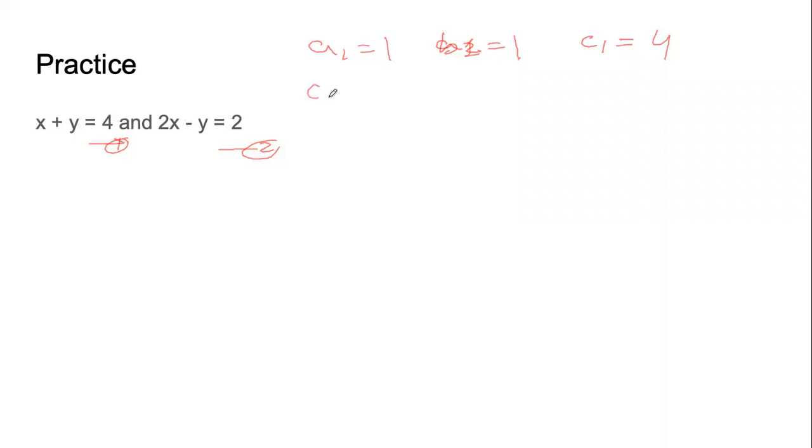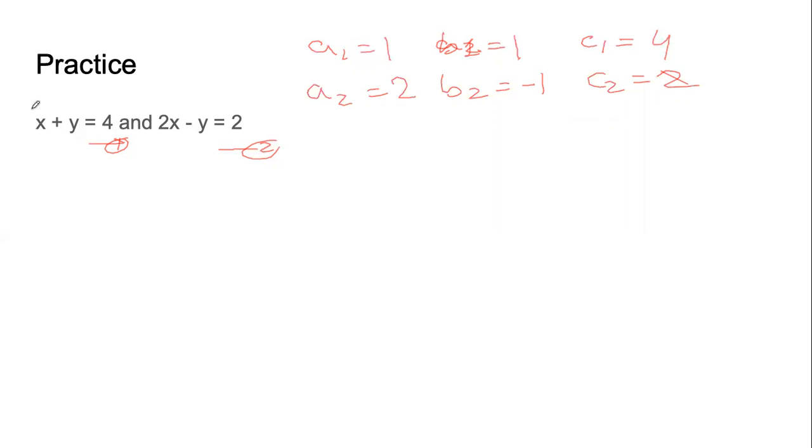Now tell me what is A2, what is B2, and what is C2. What is A2? Come on, you can answer. 2. Correct. What is B2? 1. Wrong. Minus 1 is correct. What is C2? 2. Right.